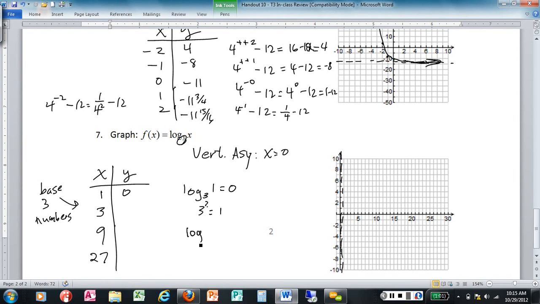Log base 3 of 3: plug in x to be 3. 3 to what power is 3? That's 1. Plug in x to be 9, you have log base 3 of 9. 3 to what power is 9? That'd be 2. And then log base 3 of 27. 3 to what power is 27? That would be 3.